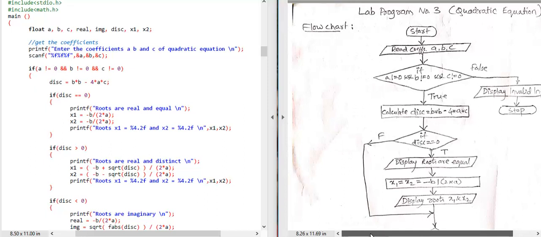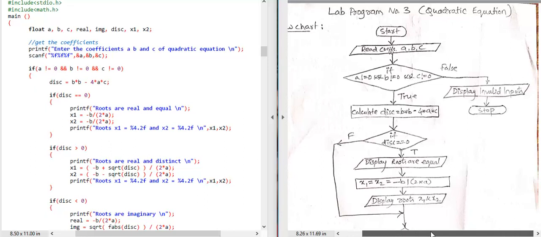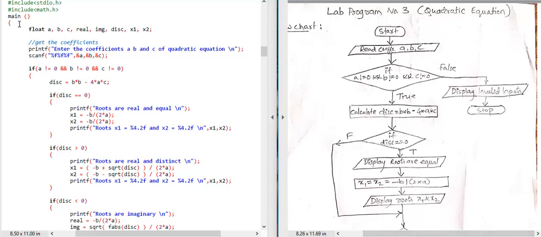So this is the flow chart, lab program number 3, quadratic equation. This is the start of the program, this is where we start, and we read 3 coefficients A, B, C. If you want, you can include one more display block in the flow chart, display enter the coefficients A, B, C, or you can just leave that. After that we have scanf A, B, C. Scanf is nothing but read coefficients A, B, C.